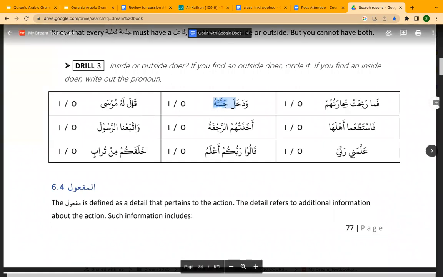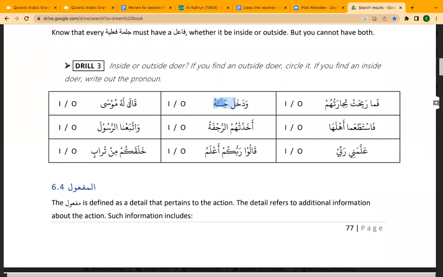Now go to this one. Qala lahu Musa. Qala, can it be fi'l madi? Can we call it a fi'l madi? Yes, we can call it fi'l madi. What will be the pronoun inside there? It's huwa qala. Okay, huwa qala. So now we are going to look for an outside doer because whenever we see anything in huwa or hiya form, we should look for an outside doer. Lahu, what kind of thing is lahu? Do you remember? Is it one word, two words? Al-jar wal-majroor. Very well done. So we will leave it as it is and we will go to Musa.